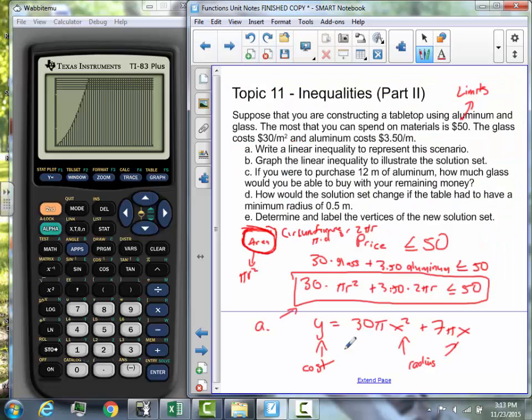Yeah. Okay, so let's try an example here then, number C. If you were to buy 12 meters of aluminum, how much glass would you be able to buy with your remaining money? You know what, actually, I'm going to skip some of these questions. I'm going to skip down to D. Let's say the table has to have a minimum radius of 0.5. Let's just do this one here.